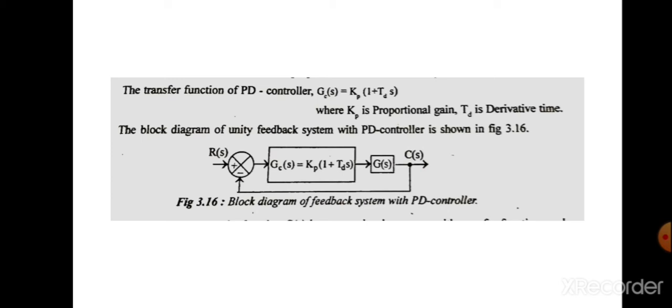The block diagram of the unity feedback system with PD controller is shown in the figure. You can see here that the PD controller is shown like this. That means it is the transfer function of the PD controller, and this transfer function is introduced in the forward path, or in the open loop, of G of S. This is a feedback system, and the PD controller is introduced here, and its gain is Kp into 1 plus Td s, where Td represents the derivative time. We will analyze the system in the next slide. First we are doing a comparison between the different controllers.